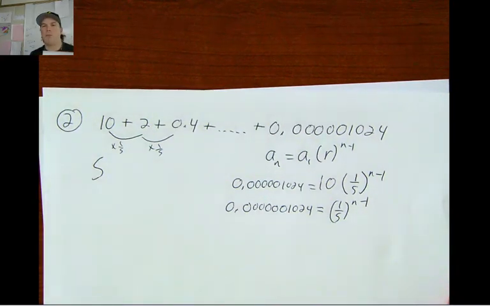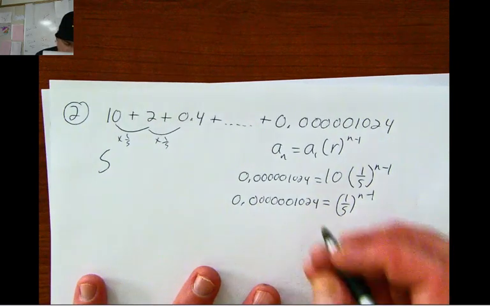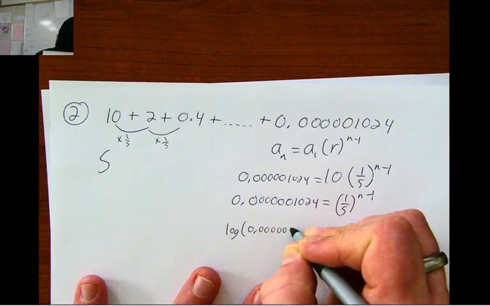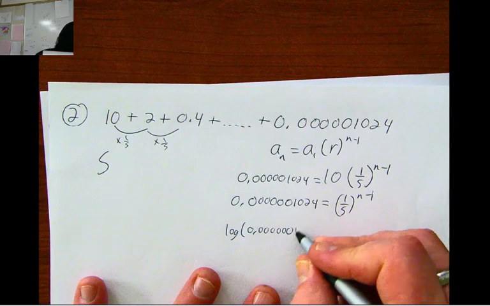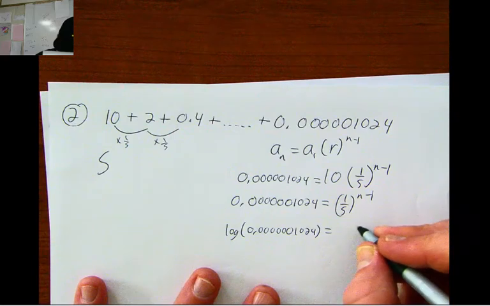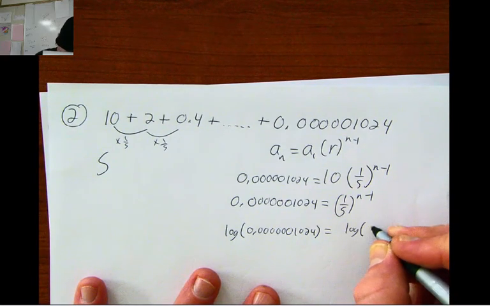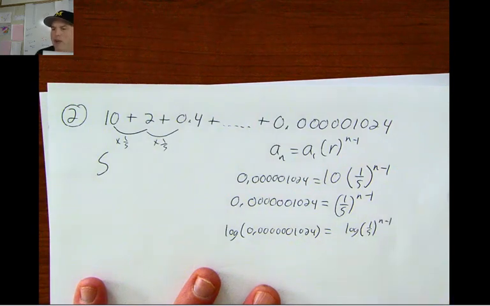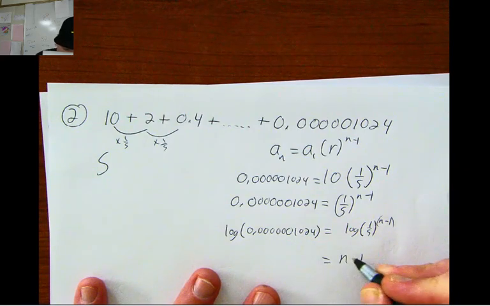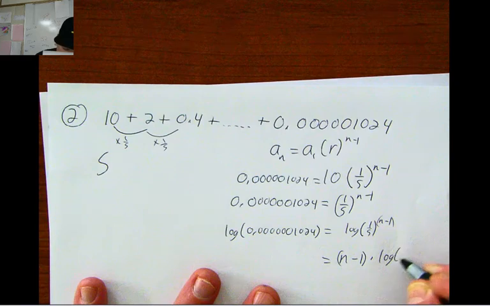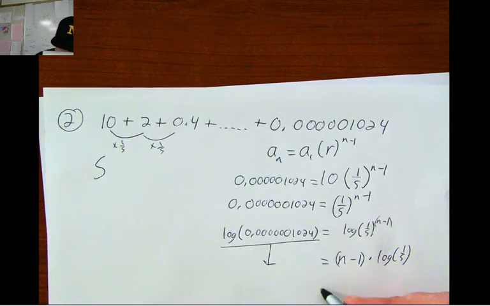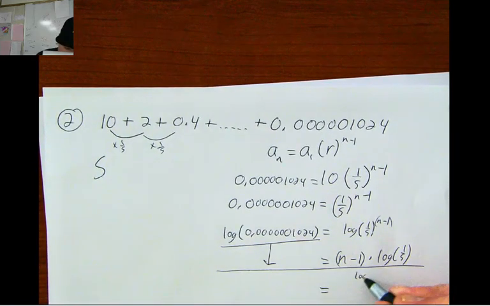And then we log both sides. So I have the log of 0.0000001024 equals the log of 1/5 to the N minus 1. And as you recall from logs, that allows you to move this exponent to the front, so it becomes N minus 1 times log of 1/5 equals this giant number. You then divide both sides by log of 1/5.